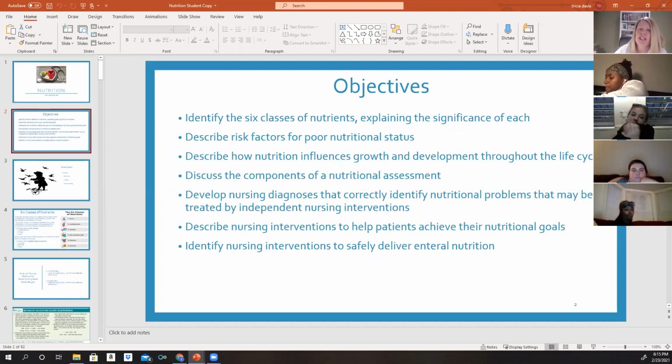explaining the significance of each one. We will be able to describe risk factors for poor nutritional status, describe how nutrition influences growth and development throughout the life cycle, discuss the components of a nutritional assessment, develop nursing diagnoses that correctly identify nutritional problems that may be treated by independent nursing interventions, describe nursing interventions that help patients achieve their nutritional goals, and lastly, identify nursing interventions to safely deliver enteral nutrition.